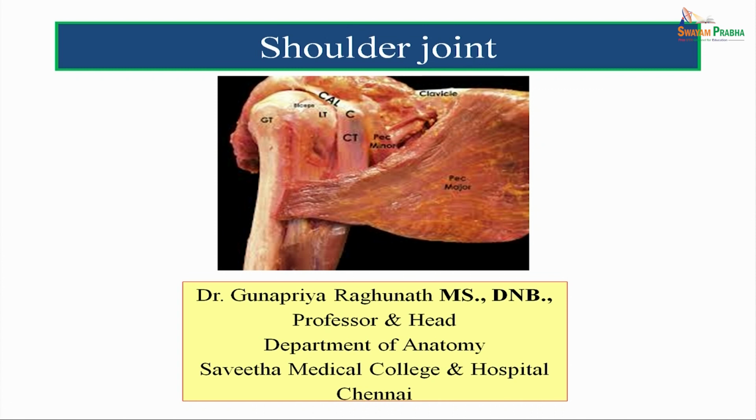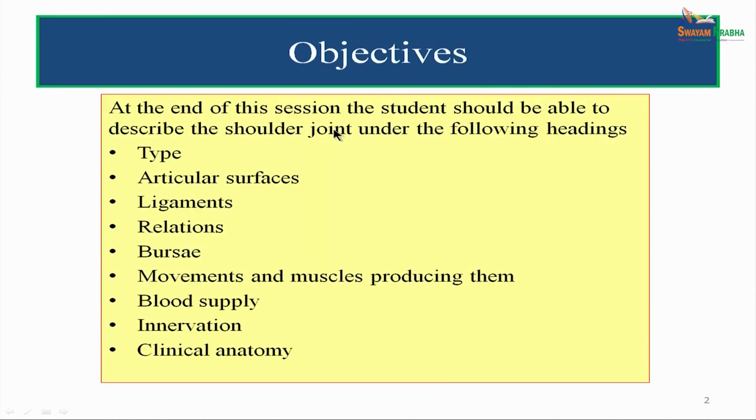In today's session, we will be discussing the shoulder joint, one of the most important joints in the human body. What you're seeing here in the picture is a shoulder joint, where you can see the scapula, the glenoid cavity of the scapula and the articulating hemispherical head of the humerus. Let's move on to the topic now.